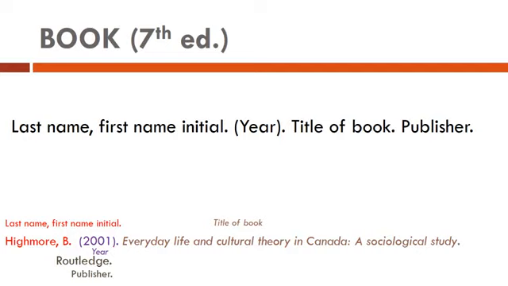Please note that with the title of a book in APA, only the first letter of the title is capitalized. All the other letters are in lowercase unless it's a proper noun like Canada, or if a word comes after a colon like a sociological study. Finally, you're going to put the publisher of the book with a period at the end. All of the information for a book is found either on the cover of the book or in the first few pages of the book.